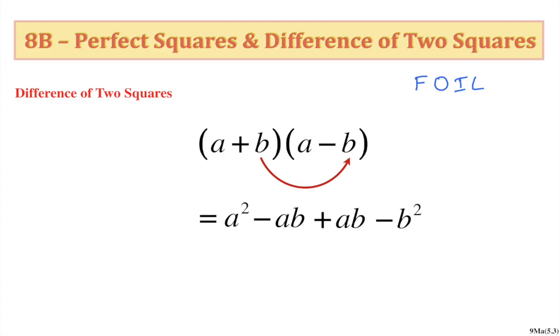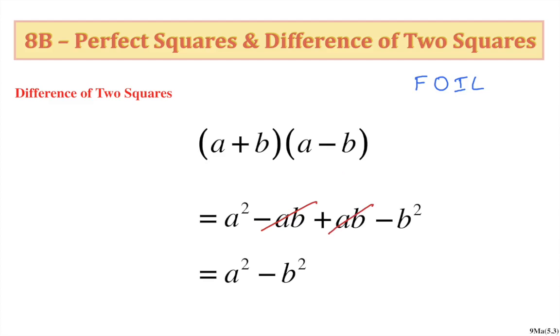Now when I look at the like terms, I've got negative 1ab plus 1ab, which gives no ab's. They just cancel each other out. They actually disappear. So I'm just left with a squared minus b squared. And that's our third proof.